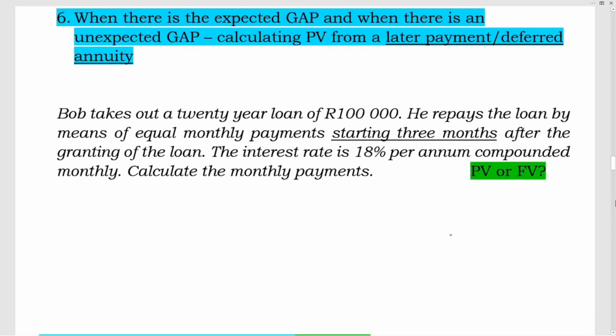In the next question, I want to talk about gap again. So there's an expected gap in a particular financial arrangement, and then you have what we can call a deferred payment, or I'm going to call it an unexpected gap. So it's going to be a bit longer, and the basic idea is that when you have the unexpected gap, or you have the later payment or the deferred annuity, they also sometimes call it, is that the lump sum that you were borrowing, right, that incurs interest before you even pay it off, right, before the first installment.